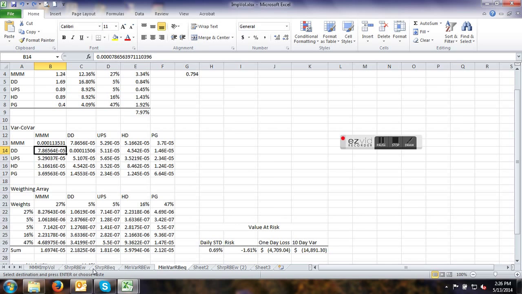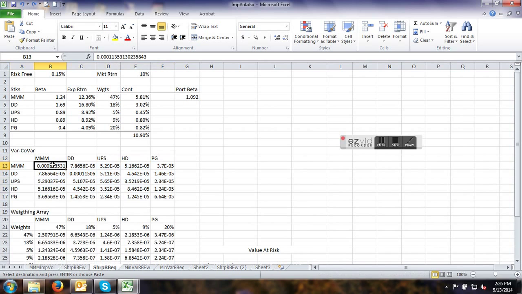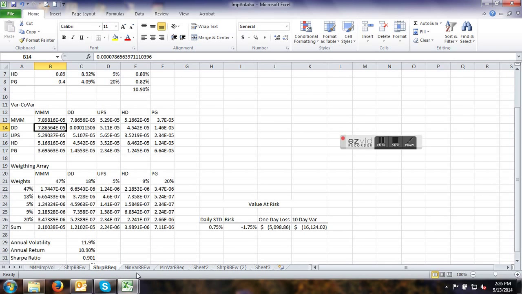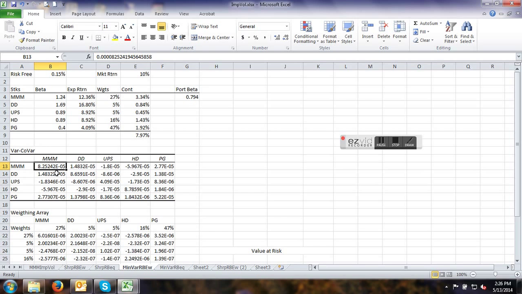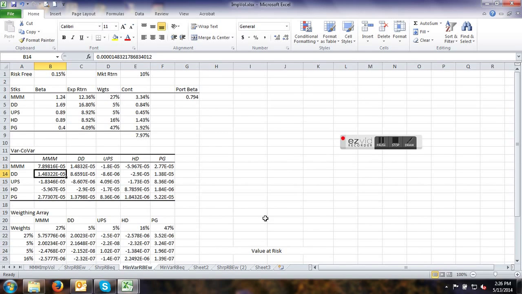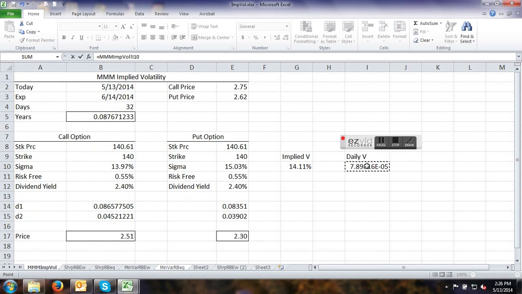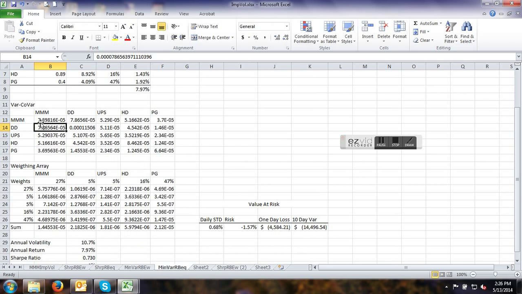And what you'll do, I've done it for this one, we'll just set it equal. We'll just go to the next one, we'll change this number so that it's equal to this guy, which changes our value at risk slightly. Do the same thing here, we set that number equal to the implied volatility. And then again, finally for our minimum variance portfolio, equally weighted, this is just going to equal that one as well.